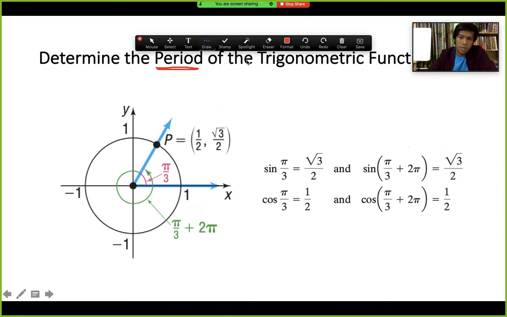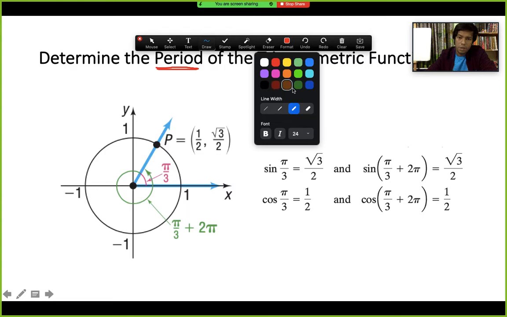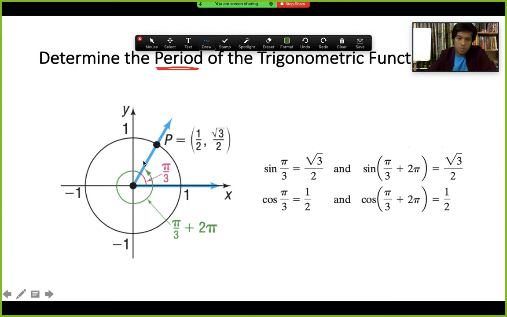Okay, so how can we explain it? If we look at this figure, you will see that this value, which is pi/3, means 60 degrees. For 60 degrees on the unit circle, this is the value of cosine and this is the value of sine. So cos 60 degrees is 1/2, and sine 60 degrees is root 3/2.